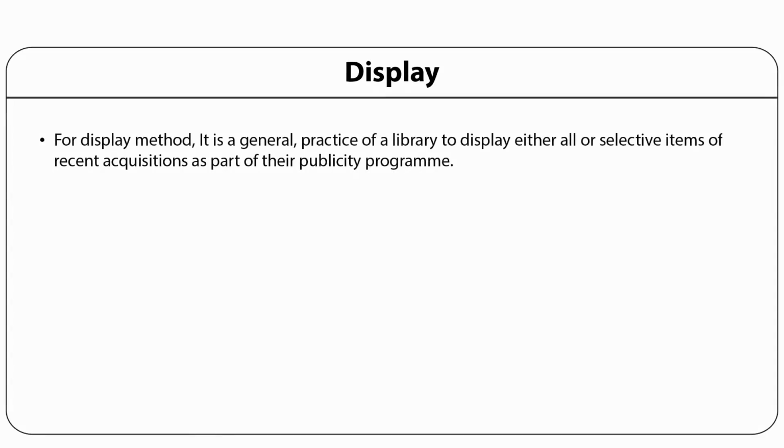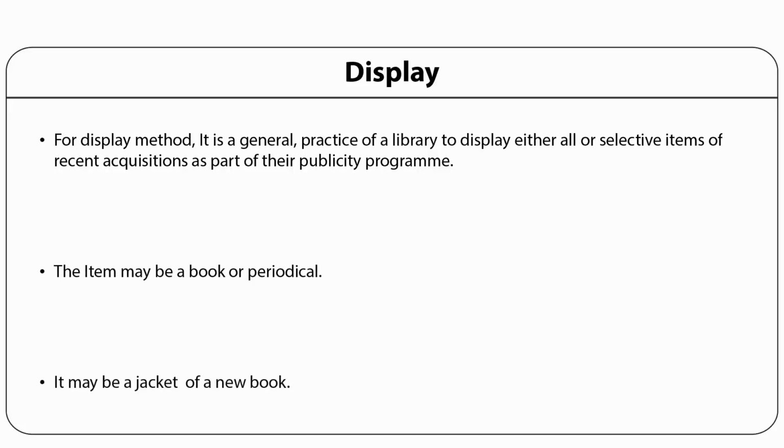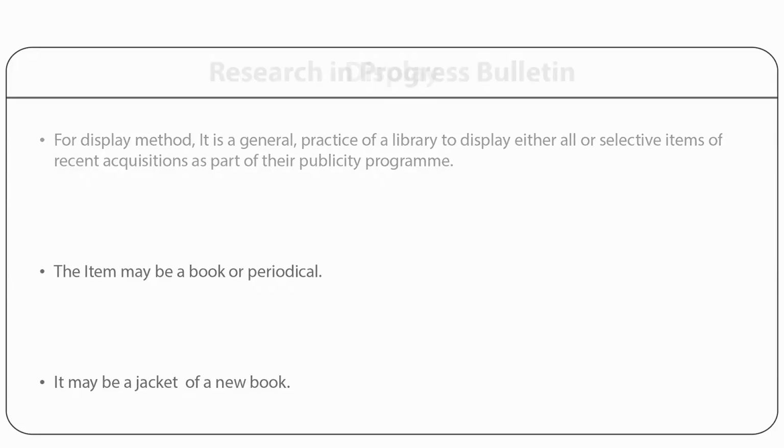For display method, it's a general practice of library to display either all or selective items of recent acquisitions as part of their publicity program. The item may be a book or periodical. It may be a jacket of a new book also.